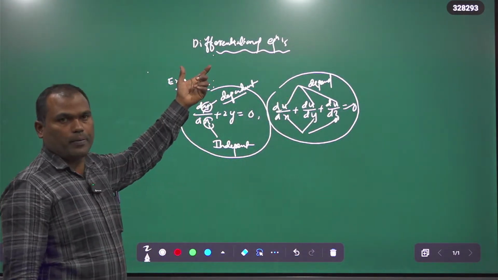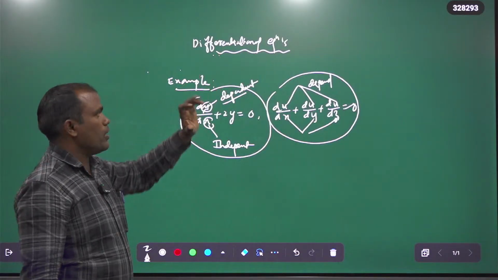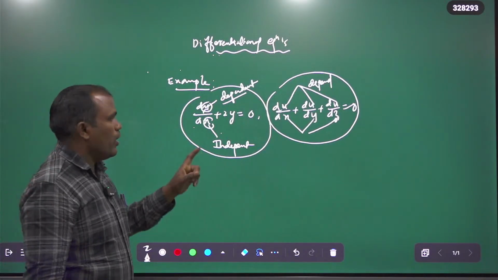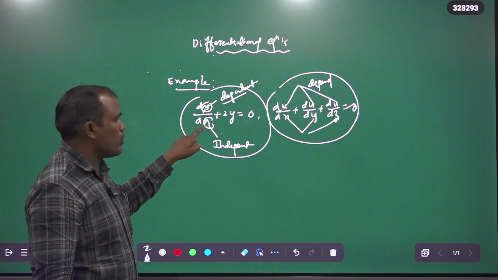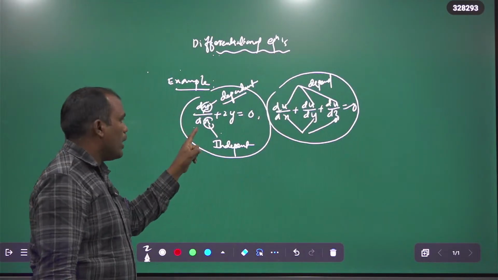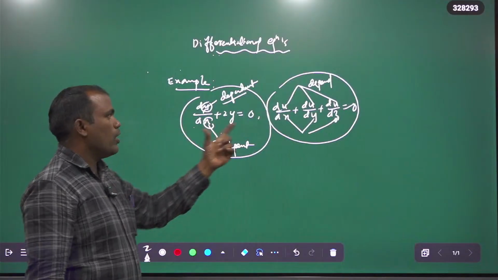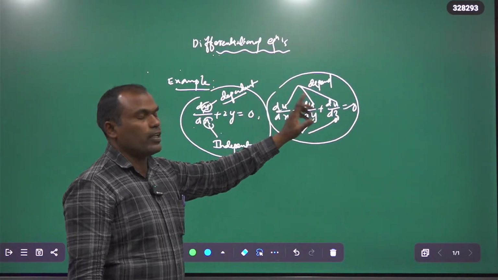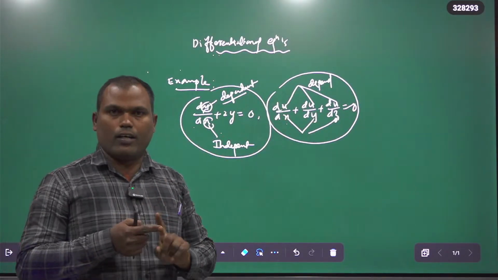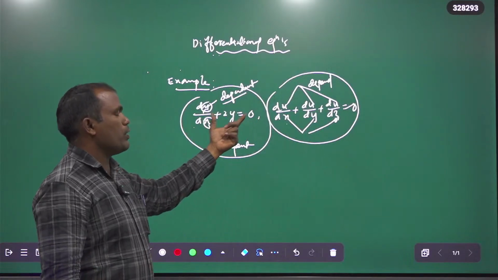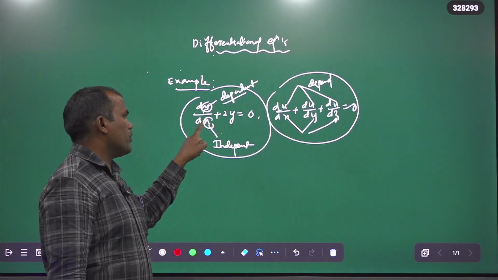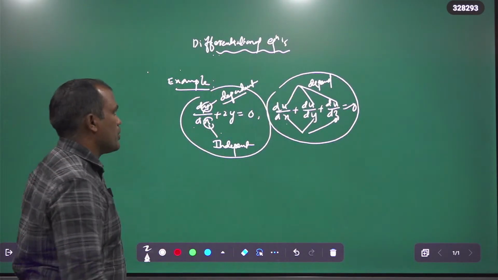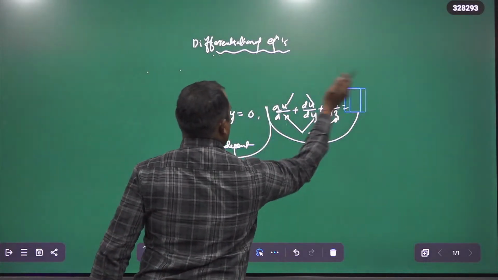Once again, I am repeating: a differential equation is an equation involving one dependent variable. Here y is the dependent variable and x is the independent variable. In the other example, u is the dependent variable and x, y, z are independent variables. So an equation involving one dependent variable and its derivatives with respect to one or more independent variables is called a differential equation. Differential equations are mainly of two types.